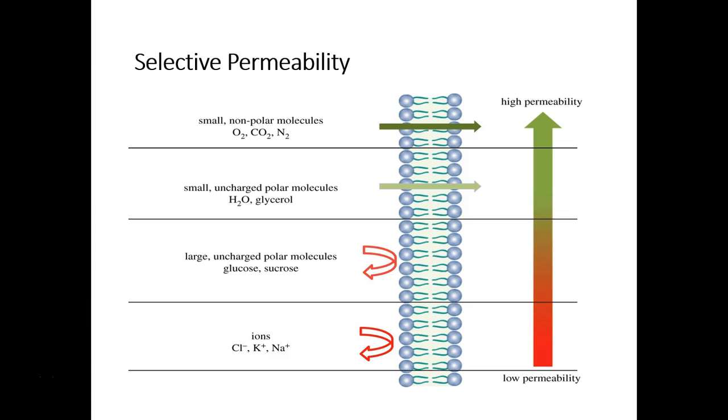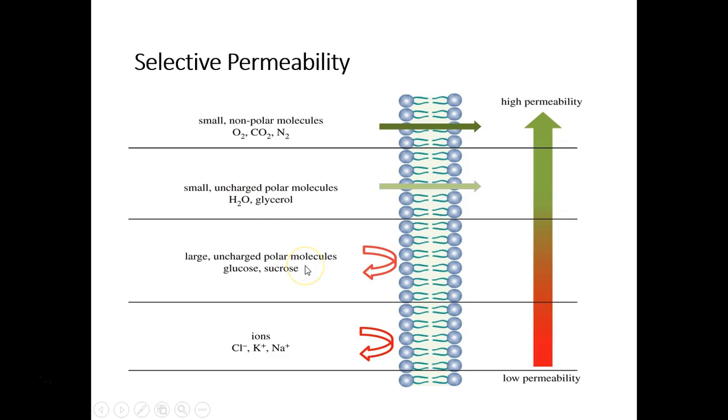Selective permeability, okay? So there's certain things that can move across the cell membrane without any problem. There's certain things that cannot, and that's what this little illustration shows. So small nonpolar molecules like oxygen, carbon dioxide, and nitrogen are able to move across the cell membrane without any problem. So they're highly permeable, or they have high permeability. Then here you have small uncharged polar molecules, like water and glycerol. Those are also able to move across without any problem.